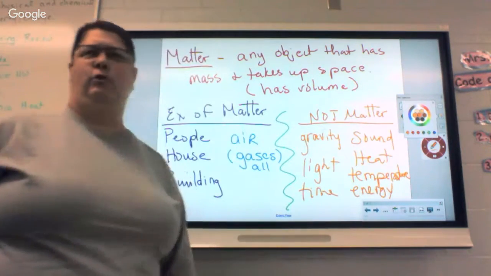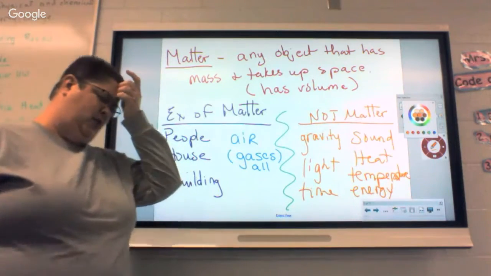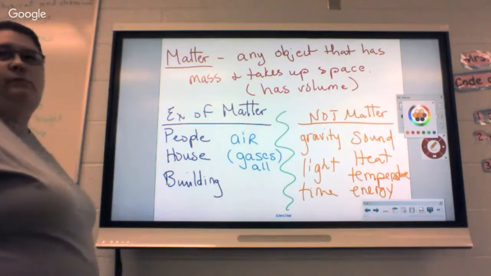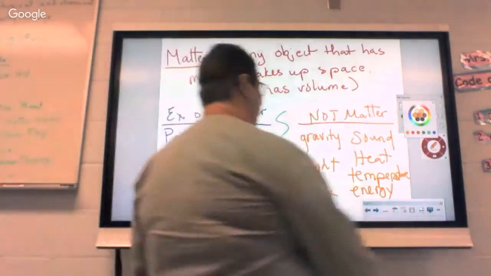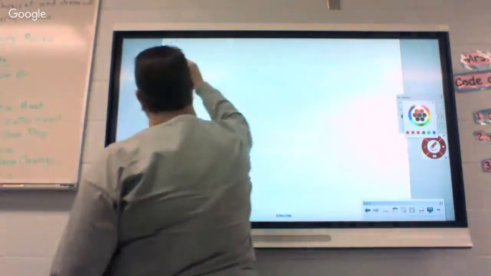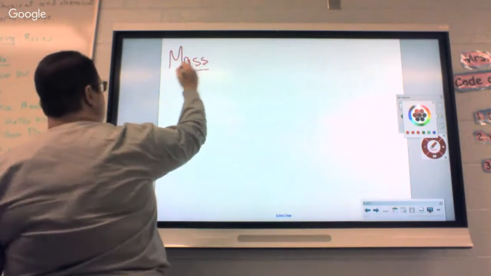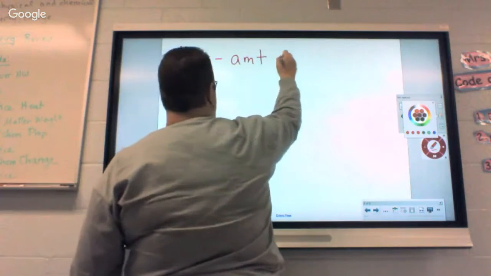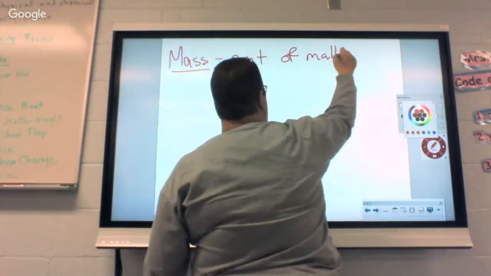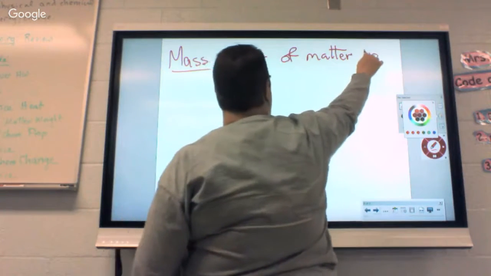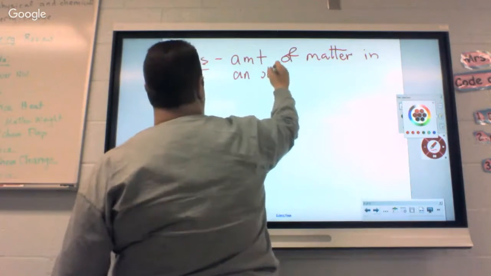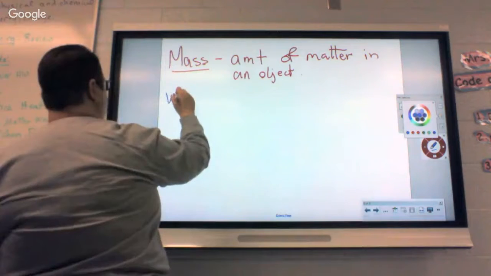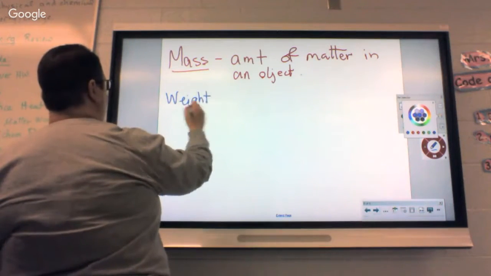Now, we're going to talk about 2 other words that we use a lot in this course interchangeably, and they are not interchangeable words. All right, mass and weight. What's the difference? What's mass? The amount of matter in an object. I know you can tell me weight.